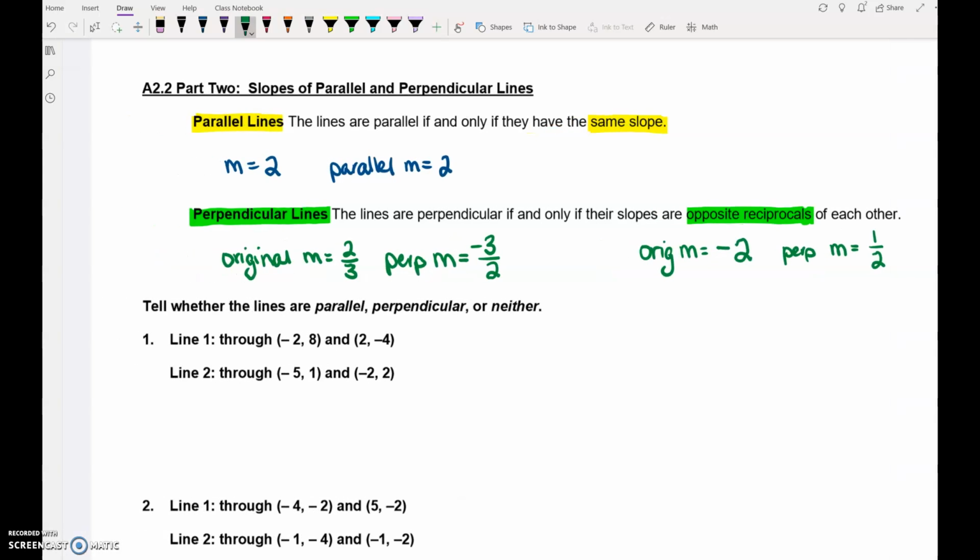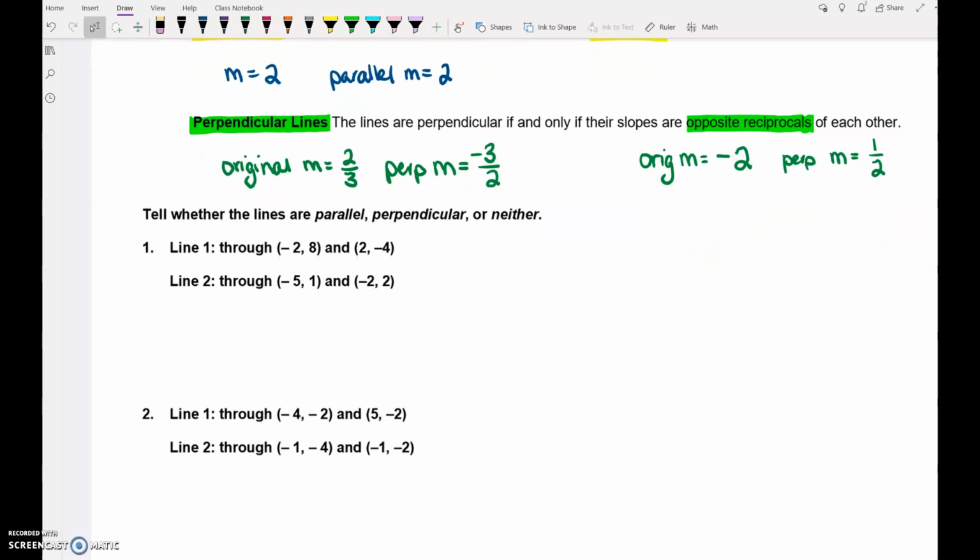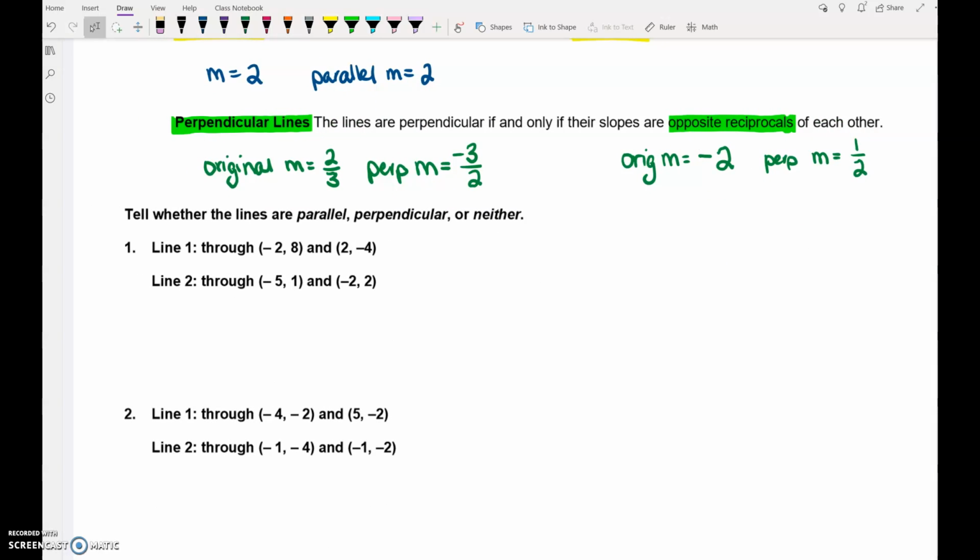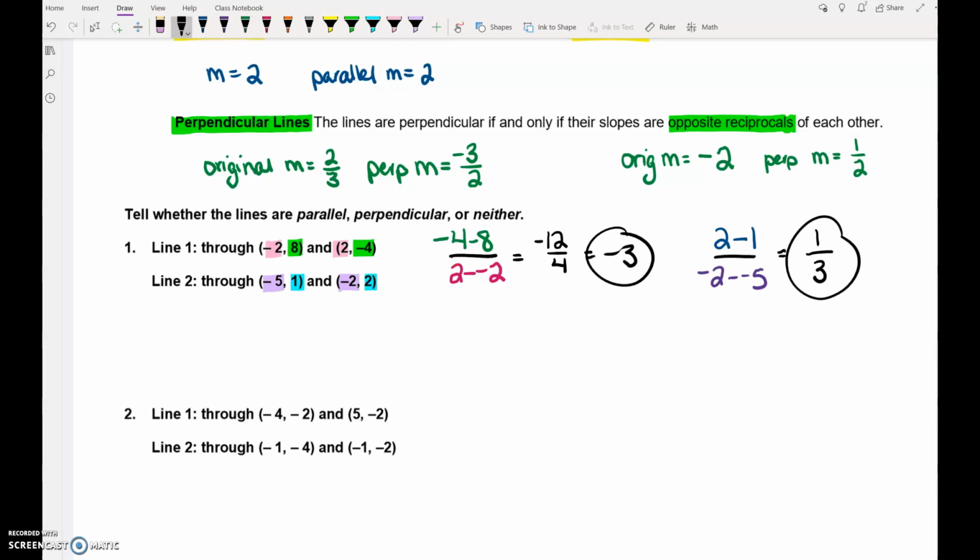All right. We are going to find the slopes of all of these lines and then decide if line 1 and line 2 are parallel, perpendicular, or neither. So take a moment, pause the video if you're watching the video, and find the slope of line 1, the slope of line 2, and then we will compare those slopes. The slopes are -3 and 1/3. -3 is negative, positive 1/3, so they are opposite. 3 and 1/3 are reciprocals, so these two lines would be perpendicular.